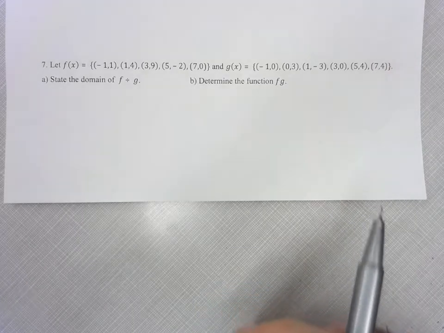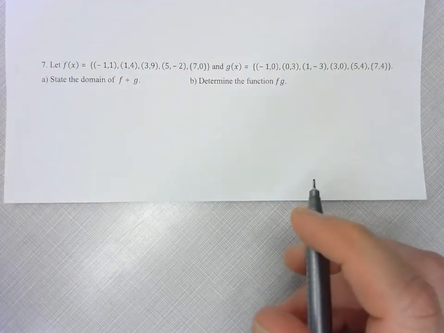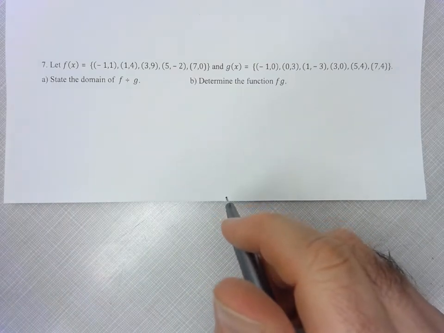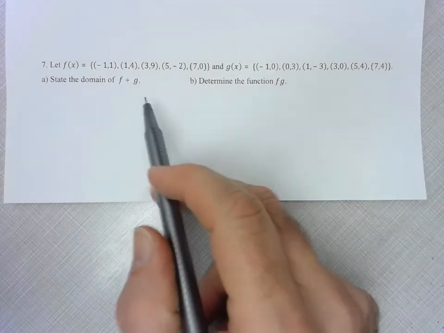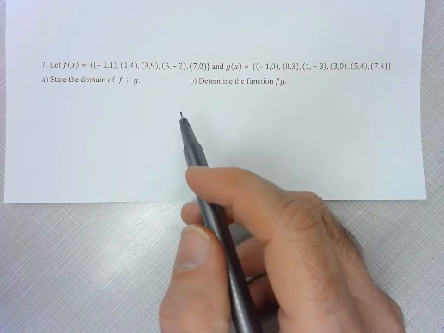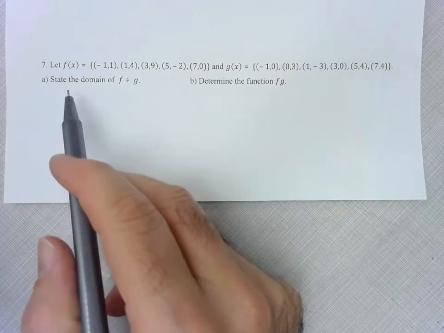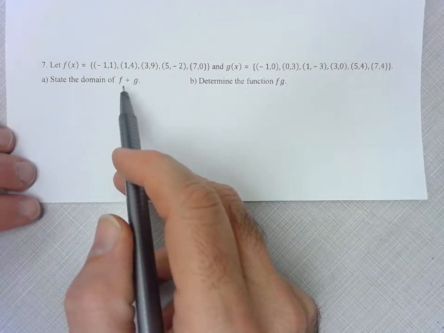Hi folks, this is number 7 from part 1 of the Unit 6 assignment. Okay, so here they're giving us two functions as a set of ordered pairs, and in part A they want us to determine the domain of f divided by g.